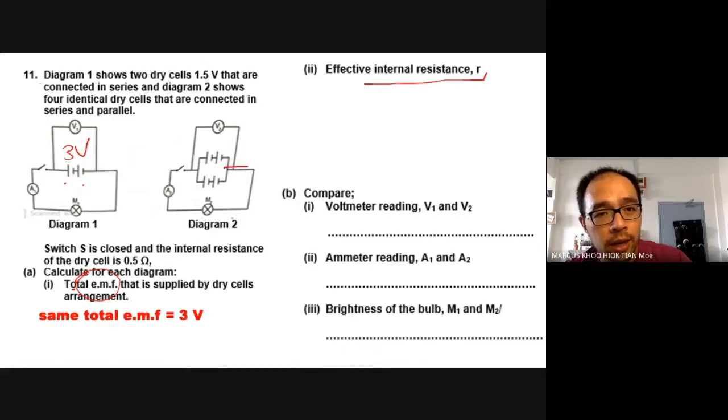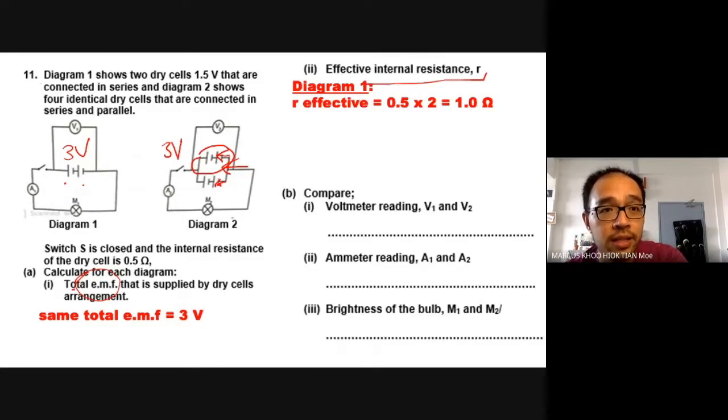But in this one, current can only choose 1 path. So whatever happens, the EMF will be the combination of these two. This will also be 3 volts. And just now the answer that Damir gave was actually the answer for the internal resistance. Internal resistance for diagram 1 will be 1 ohm because every single battery is 0.5 ohms. So 0.5 plus 0.5 will give you 1.